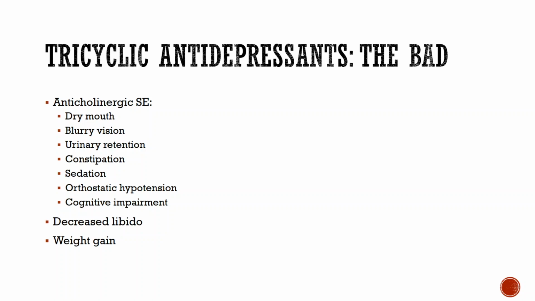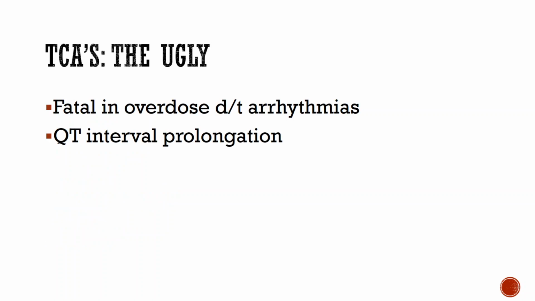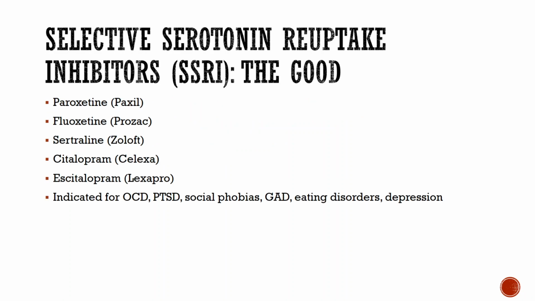The patient taking the tricyclic antidepressant along with our other antidepressants will have a decreased libido and weight gain. And tricyclic antidepressants we oftentimes will not give with a patient that's suicidal because it can be quite fatal in these overdoses, and it causes arrhythmias, which would be a big old problem. And QT interval prolongation for our tricyclic antidepressants as well.